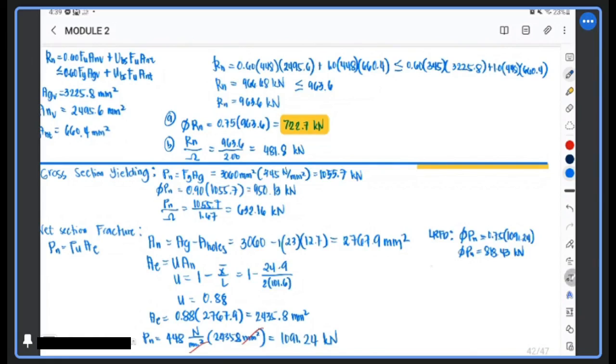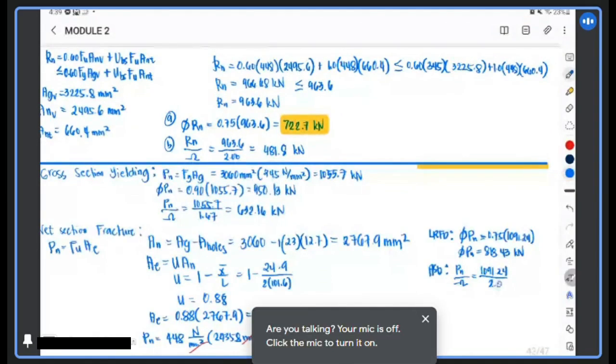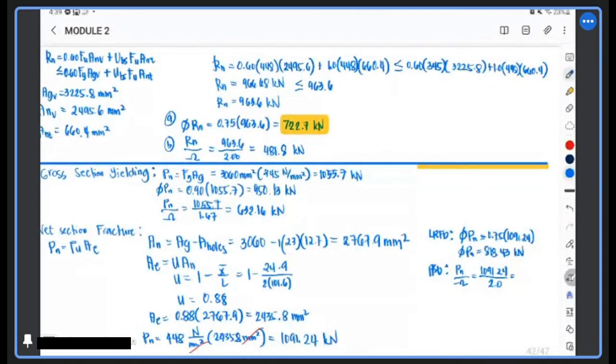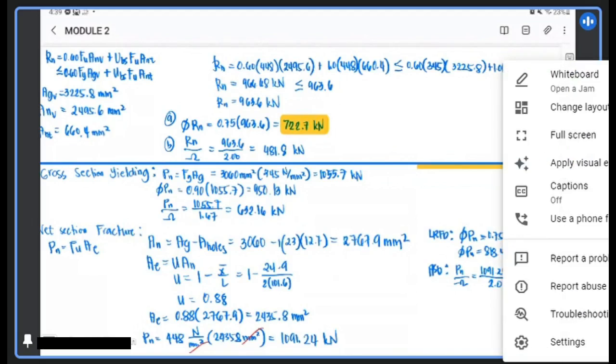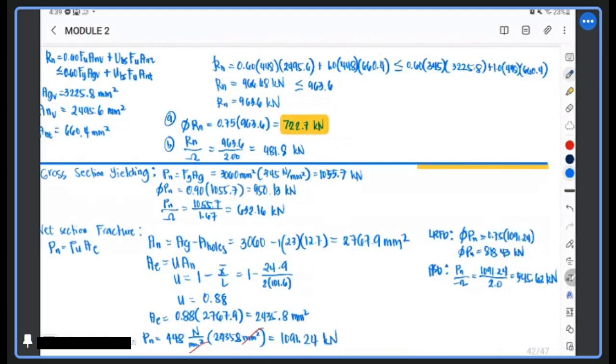818.43. For ASD, again for rupture or fracture, we have to use the maximum factor of safety, which is 2. So that Pn over omega is equal to 1091.24 divided by 2.0, half. We have 545.62 kilonewton.